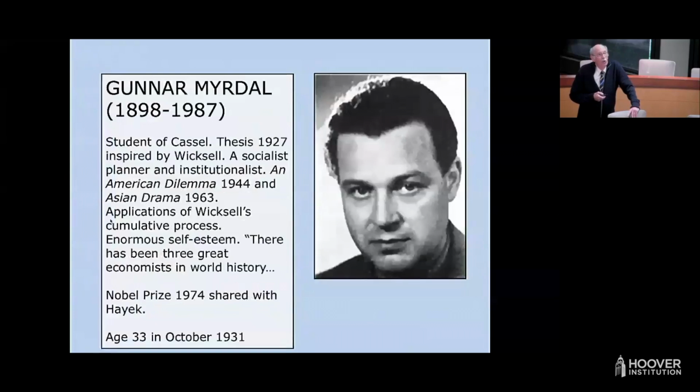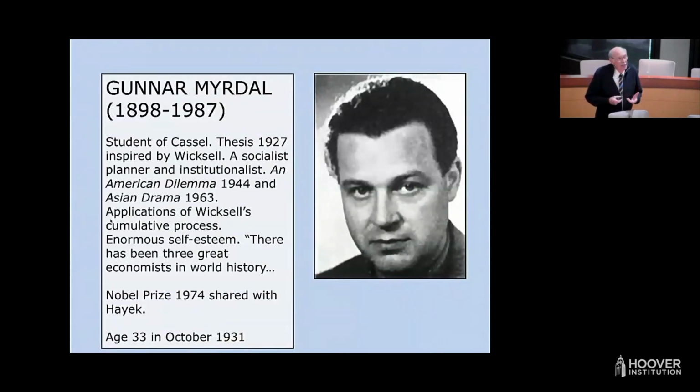Then there are 2 young economists, Gunnar Myrdal, student of Cassel. He wrote his thesis in 1927, inspired by Wicksell. He was a socialist planner and institutionalist. He published An American Dilemma on the race problem in the United States in 1944, and Asian Drama in 1963. They were basically applications of Knut Wicksell's cumulative process on social behavior.